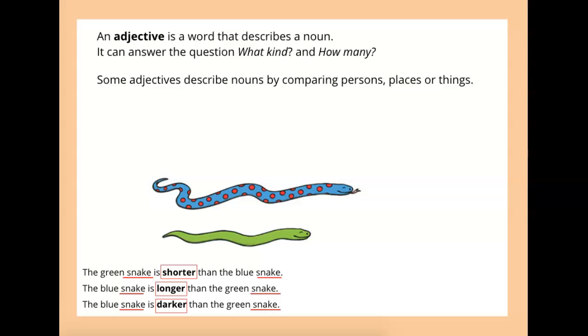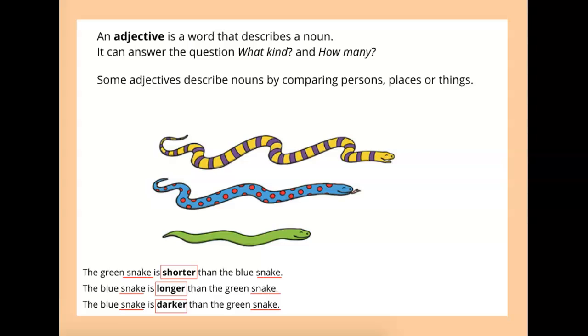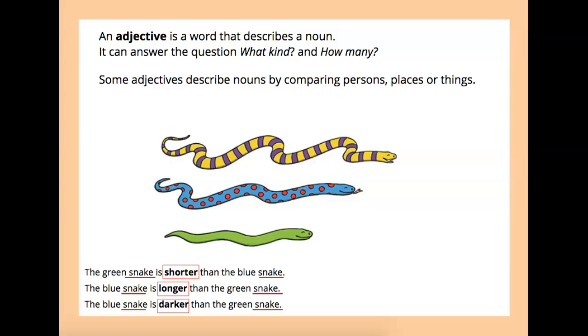Now, many times an adjective comes right before the noun it describes. But in certain cases, for example, like when we are comparing, an adjective will come after the noun it describes. Then how can we use adjectives to compare more than two nouns? Now we have three snakes. Which snake is the shortest? The green snake is the shortest of all the snakes.